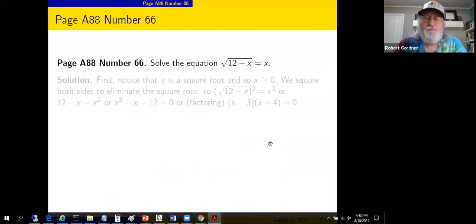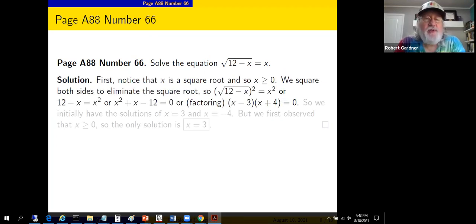Let's do another one. Solve this equation. Square root of 12 minus x equals x. All right. This is our first equation involving square roots, I think. Square roots of variables, at least. First, x is a square root of something. It's a square root of this, right? X equals a square root of something.